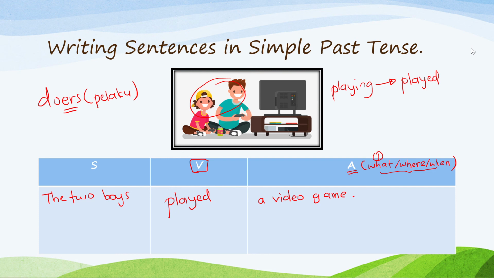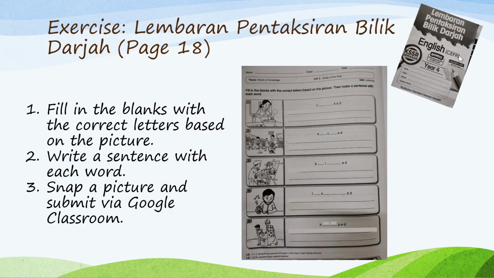Very good. All of you have passed how to write sentences in simple past tense. So, the next thing you have to do is doing the exercise. Let's go. Alright, this is your exercise for today. Take out your lembaran pentaksiran bilik darjah, okay, which is this book, and then turn to page 18, which is this page. Alright, I want you to answer number 1 to number 5.